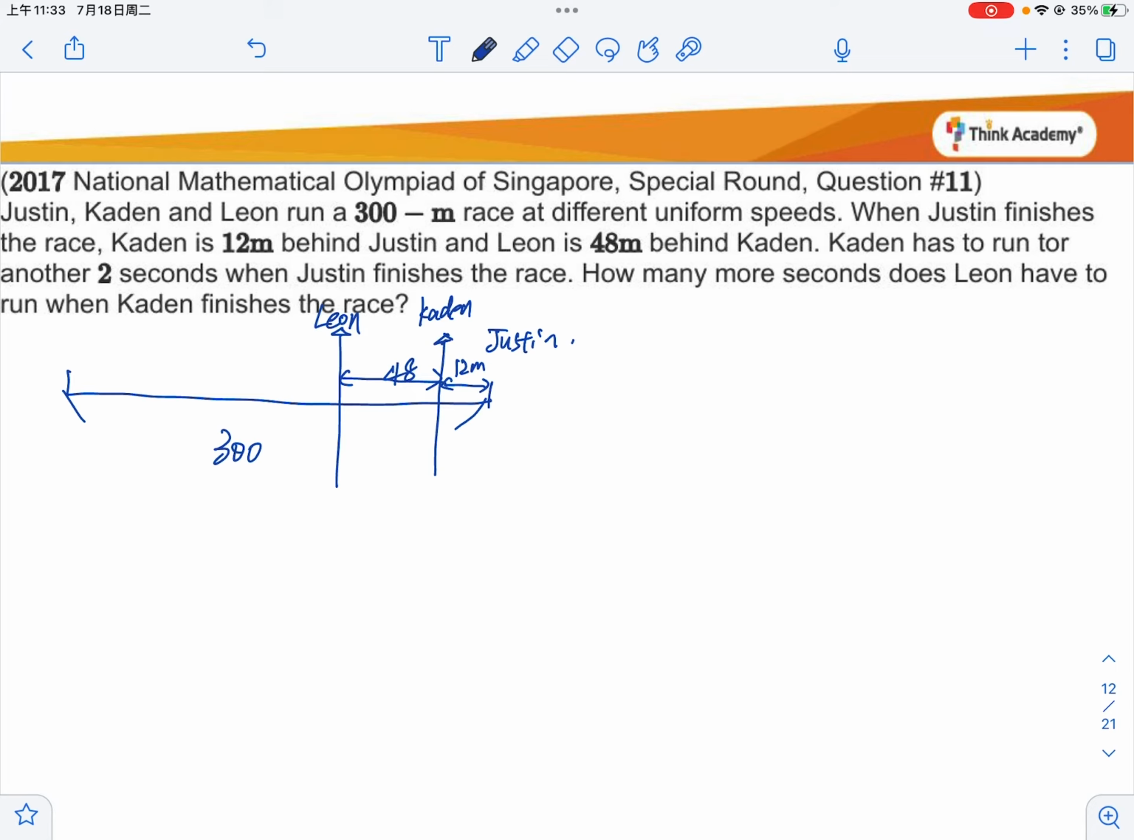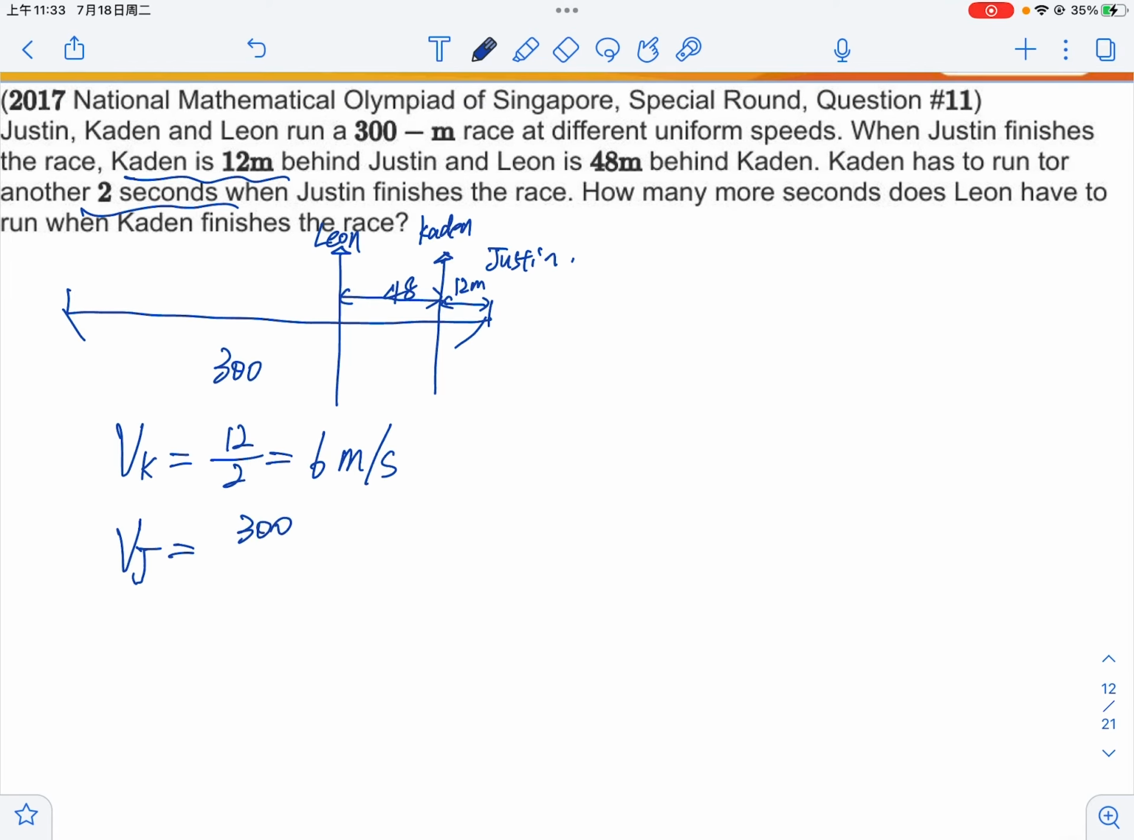So let's first ask, who is the fastest guy? Yeah, Justin, right? Then who is the last one? Leon, you find out. So let's first calculate the speed of Caden. It will be 12 divided by 2, right? 12 divided by 2. It should be 6 meters per second. And let's calculate the speed of Justin. Justin is 300 divided by t.